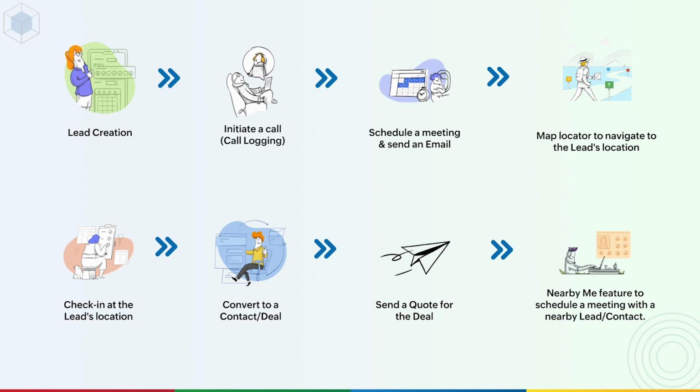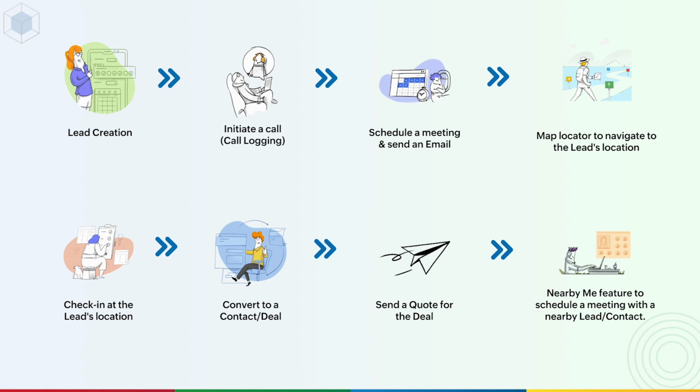After a successful conversation with the lead, the CRM user logs the call and sets up a meeting with the lead and also creates a meeting record from the related list. After scheduling the meeting, the CRM user composes and sends an email to the lead to inform them about the meeting and to get their confirmation on the same.